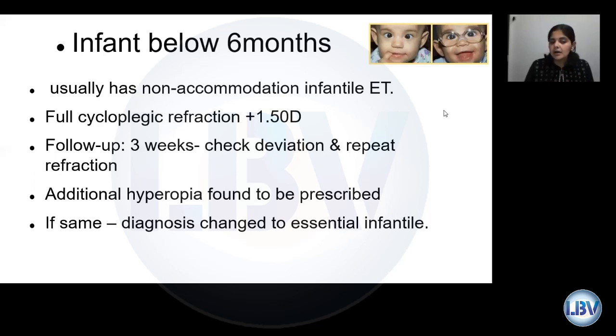If there is any hyperopia that is added, that you find in the next review visit, you give it. If it is the same, what I mean is that if the amount of deviation of the esotropia still remains the same with the use of the glasses, then it is indicative that this particular ESO is an essential infantile esotropia, and there is no amount of accommodation involved in this particular case. And that is why this will be classified as an essential infantile esotropia, wherein the management will be a surgical intervention.